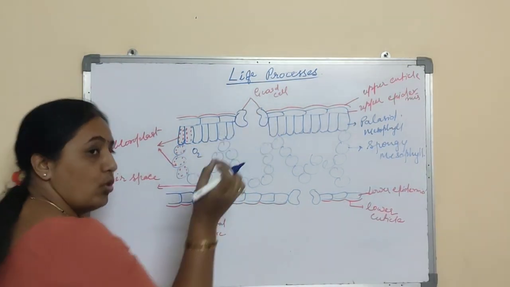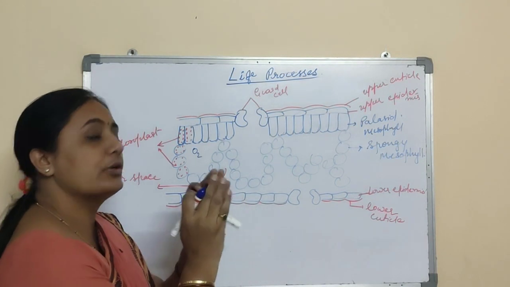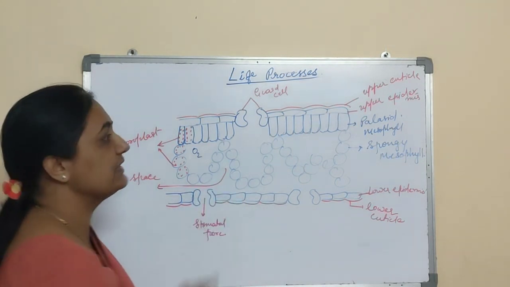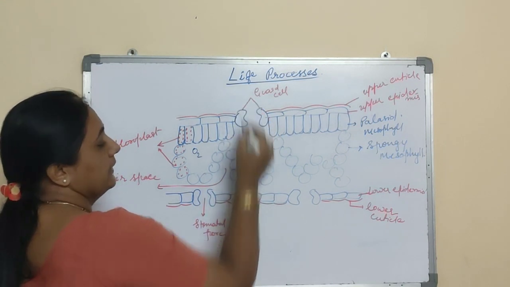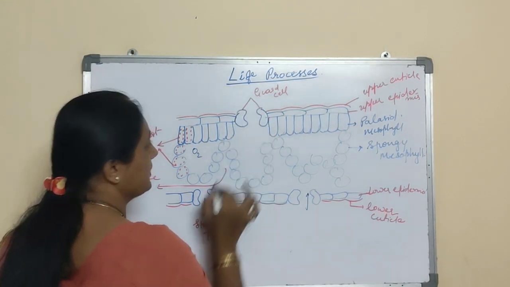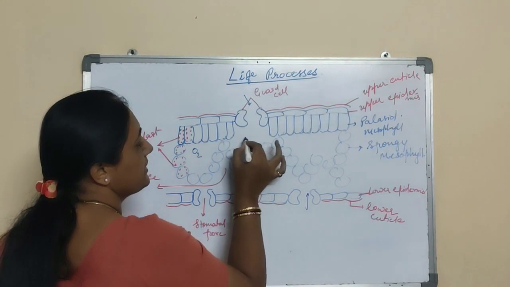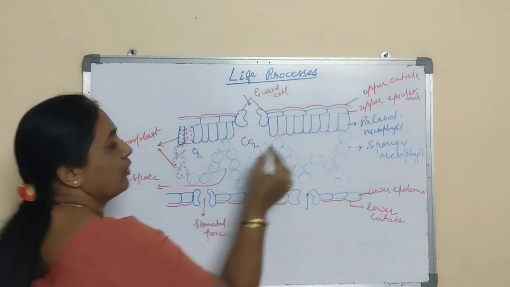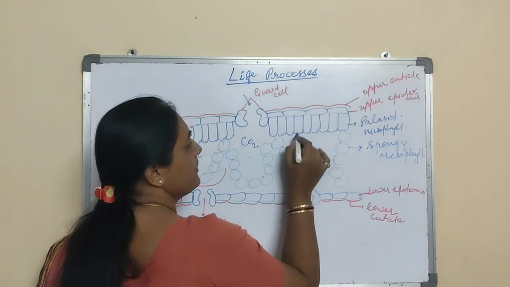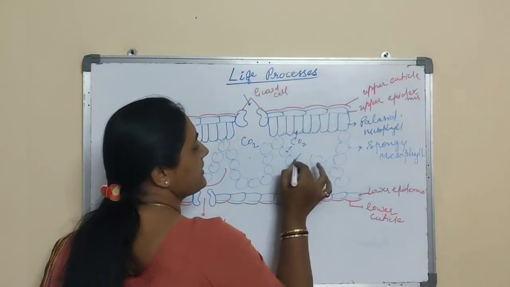Stomata have the tendency to open and close. How they open and close we will see afterwards. So when stomata open, some amount of CO2 enters through the stomata. This CO2 stores in the air spaces, and from here this CO2 by the simple process of diffusion enters the cell.